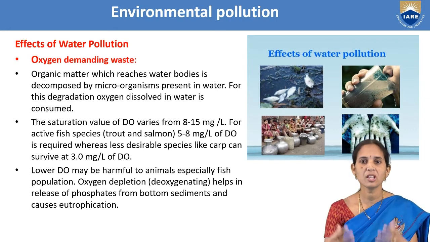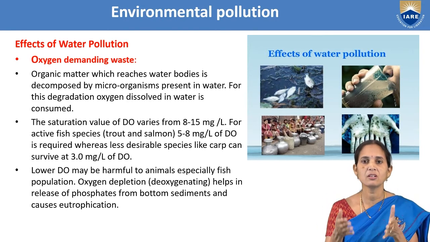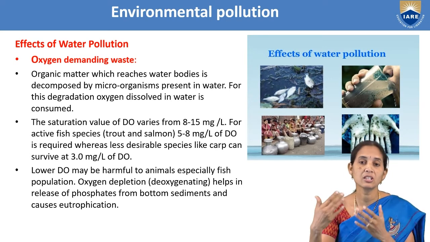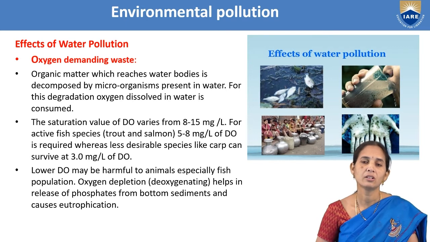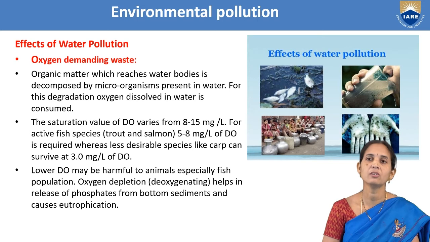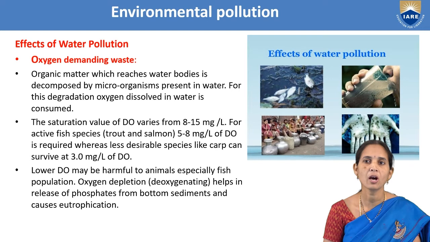When we are throwing waste into the water, the microorganisms present in the water decompose the organic waste. When they decompose the organic waste, the dissolved oxygen level in the water decreases. So when the dissolved oxygen level decreases, it affects the aquatic life, the fish and other organisms. Lower DO may be harmful to animals, especially the fish population.